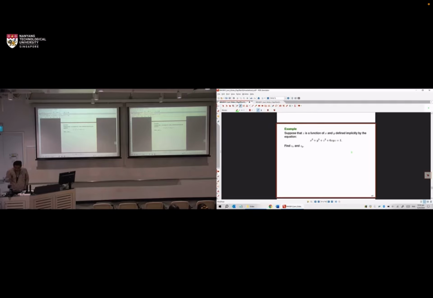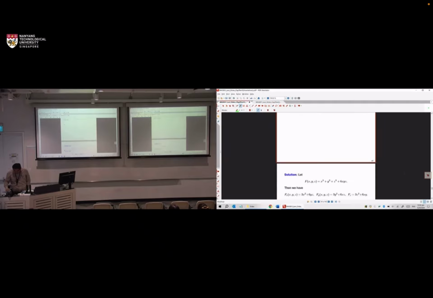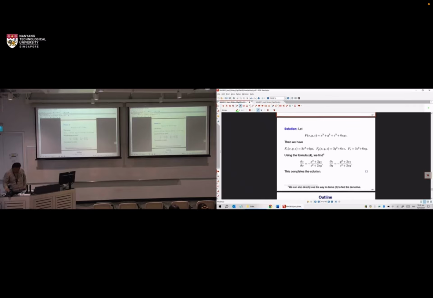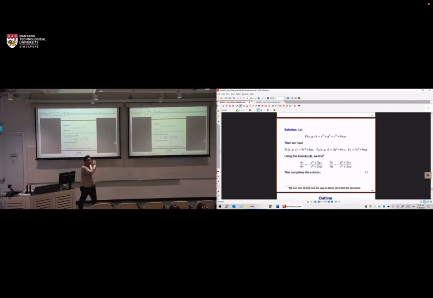Okay. There are two methods I can do. One method is that you have been a very good student, and you remember all the things I tell you. You remember all the formulas. So you see that this is in the form: big F equal to x cubed plus y cubed plus z cubed plus 6xyz is a function involving x, y, z.